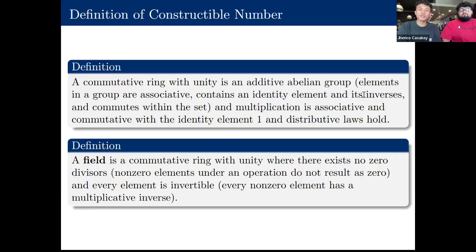The reason why we wanted to introduce this terminology was because we need to define what a field is, and a field is a commutative ring with unity where there exist no zero divisors. That means all the non-zero elements under an operation don't give us zero, and every element within our ring is invertible. So every non-zero element has a multiplicative inverse.